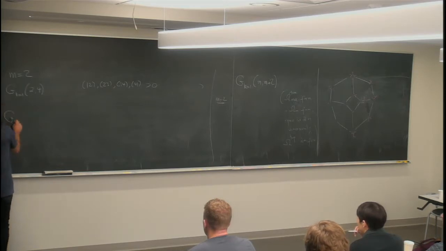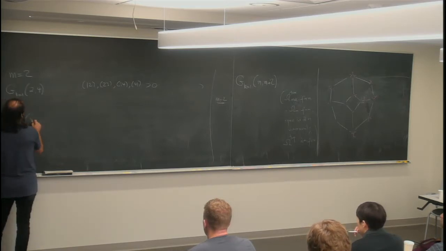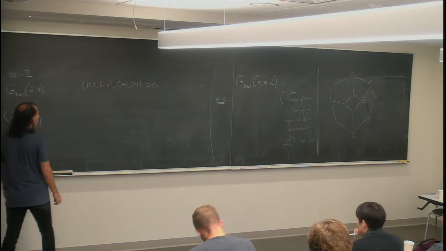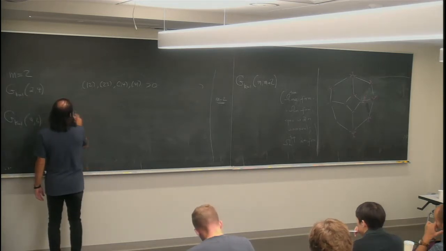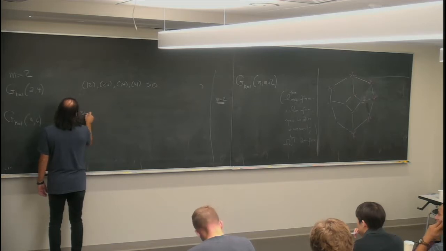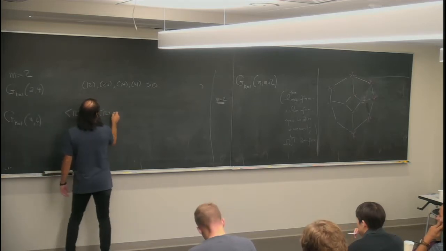So let's now look at this g of k equals 1 and 4 and 6. So now I have 9 conditions. So now it's all of these minors 1, 2, 3, 4, 1, 2, 4, 5.